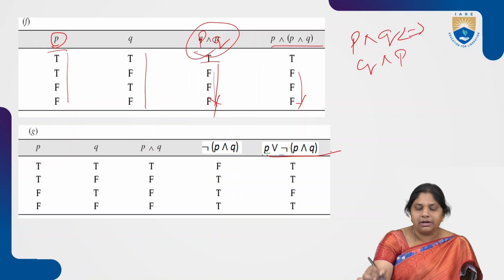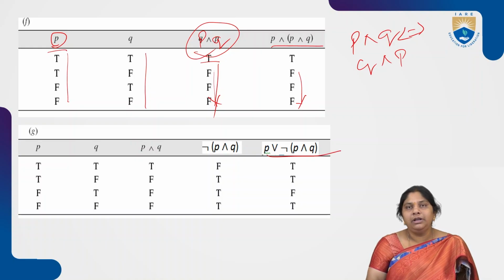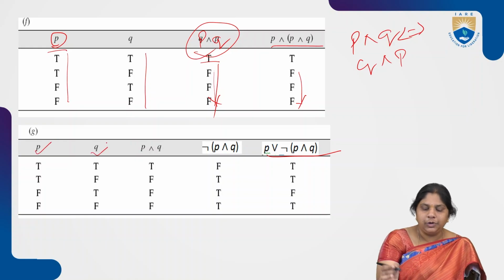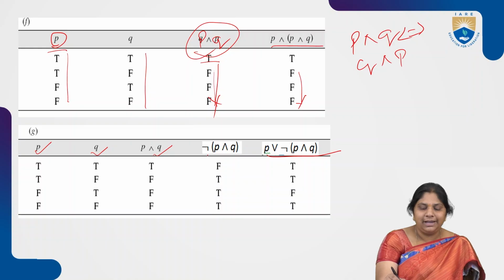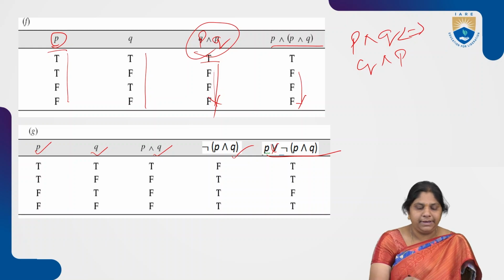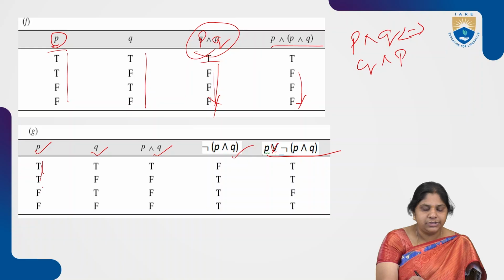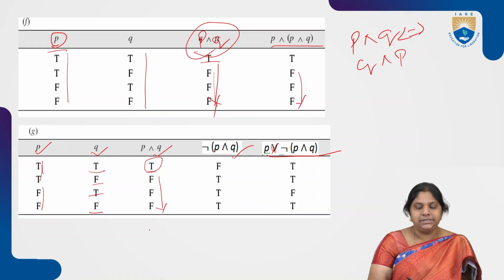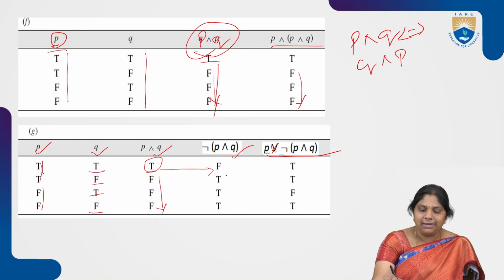Next problem is P or negation of (P and Q). First we write P, then Q, then P and Q, then the negation of this P and Q, and then we do the disjunction with P. P has two true values and two false values: 1 true, 1 false, 1 true, 1 false. P and Q is true only when both are true; in every remaining condition it is false. With negation, wherever you have true it becomes false, and in every remaining condition it is true.